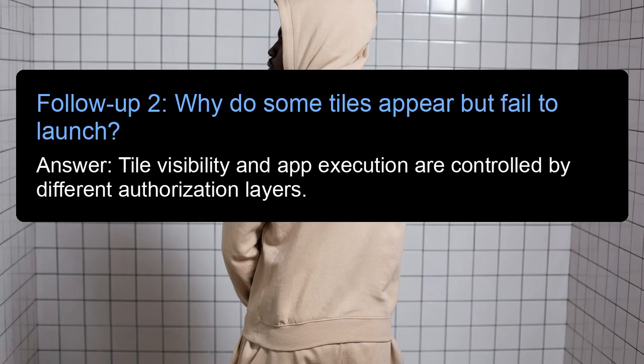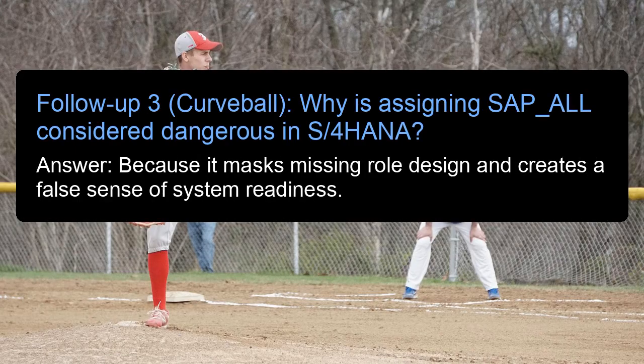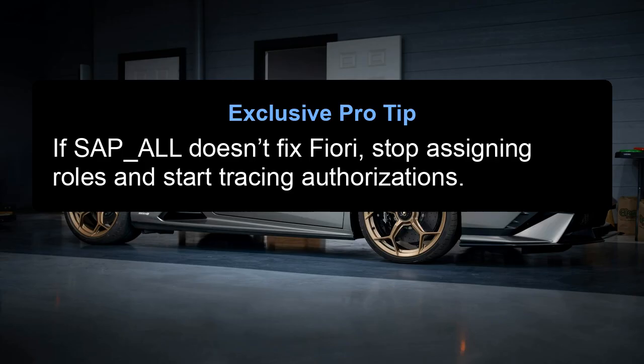Answer: tile visibility and app execution are controlled by different authorization layers. Follow-up 3. Curveball. Why is assigning SAP_ALL considered dangerous in S/4HANA? Answer: because it masks missing role design and creates a false sense of system readiness. Exclusive pro tip: if SAP_ALL doesn't fix Fiori, stop assigning roles and start tracing authorizations.